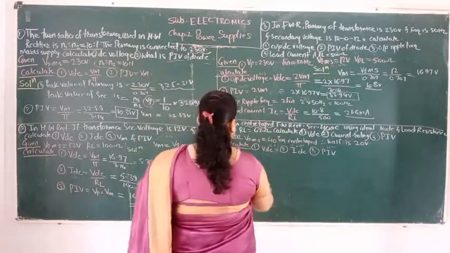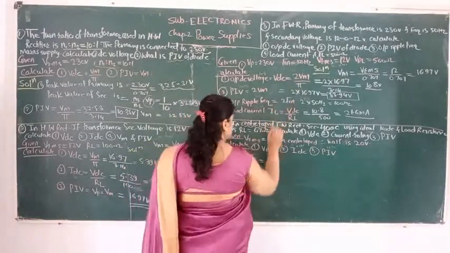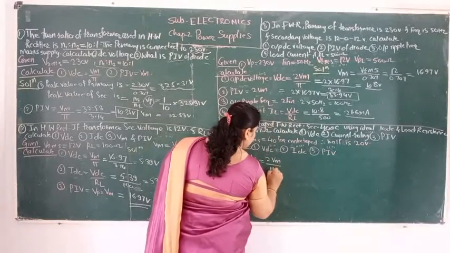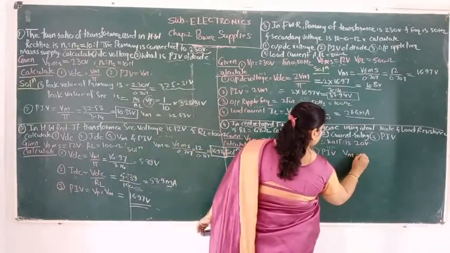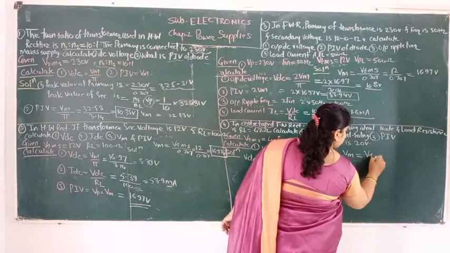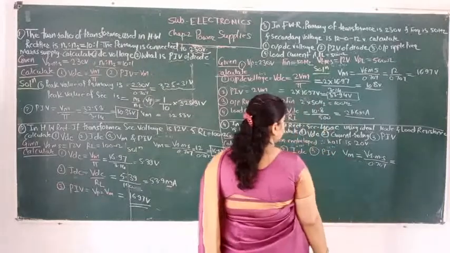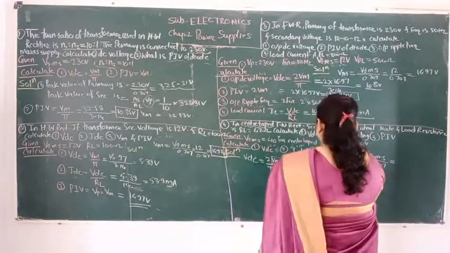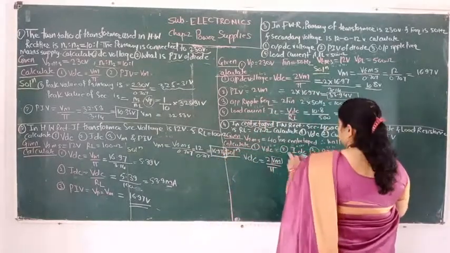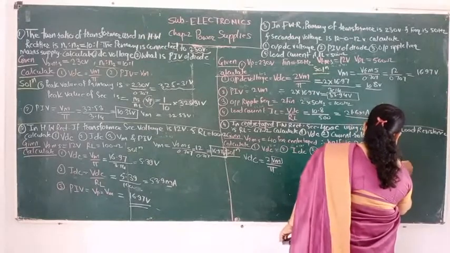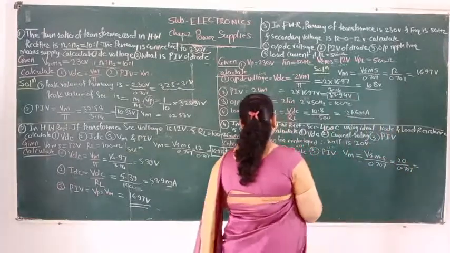So what is the formula for VDC? We have seen VDC is equal to 2Vm divided by pi. For that we have to calculate Vm. So how can we calculate? Vm is equal to Vrms divided by 0.707. Here Vrms is 20 volt, so 20 divided by 0.707 is the value of Vm.